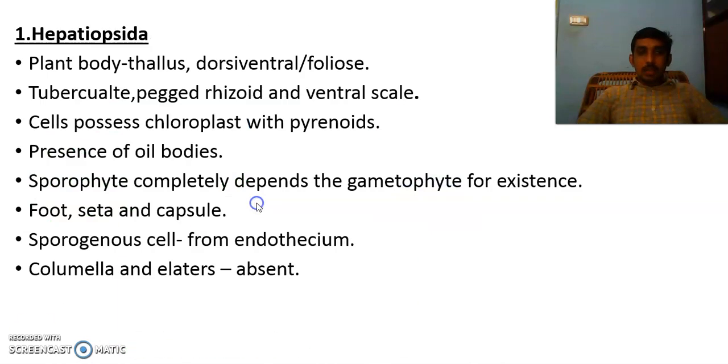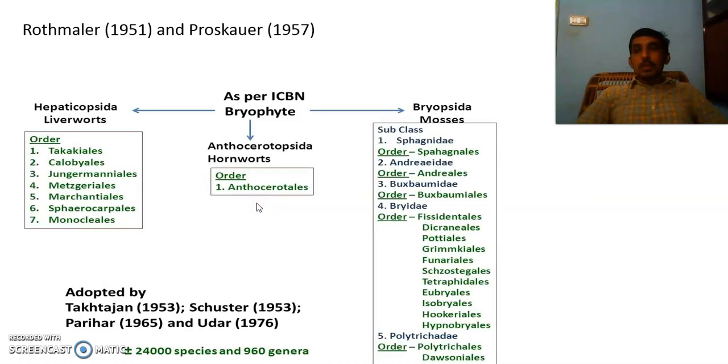According to this classification, bryophytes are classified into three classes. The first one is called Hepaticopsida, that is liverworts. The second one is called Anthocerotopsida, that is hornworts. And the third one is called mosses or Bryopsida. So those are the three classes of bryophytes.